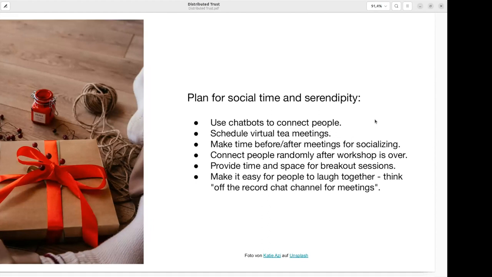What we can do as well is connect people randomly after a workshop is over. Just put them in breakout sessions where they can chat. Essentially provide time and space for breakout sessions where people can exchange ideas. Make sure that for each meeting, people can check in and can check out. Just give everyone a voice and make sure that some of those sessions, if they get larger, get facilitated and moderated as well so that everyone gets the same chance to get on mic, and essentially make it easy for people to laugh together.